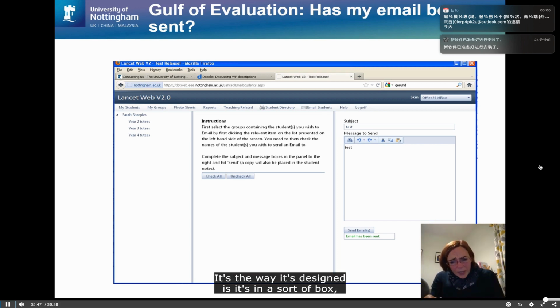The way it's designed is it's in a sort of box. It almost looks like I've typed the information in myself. So it didn't come across as information that was telling me that there had been a change to the system state in some way. So this is just one example of a gulf of evaluation.